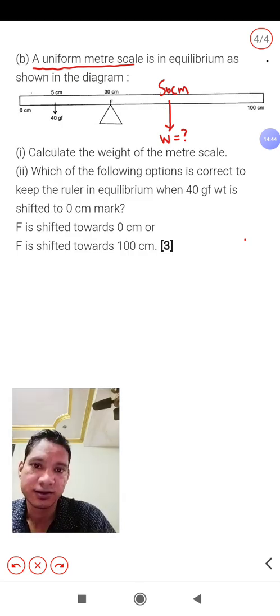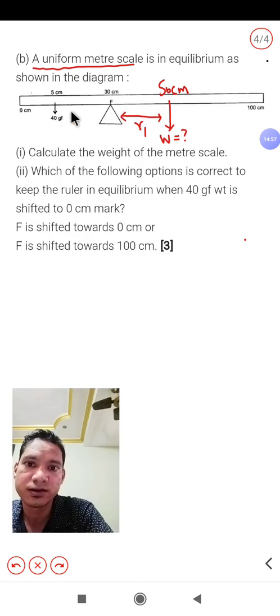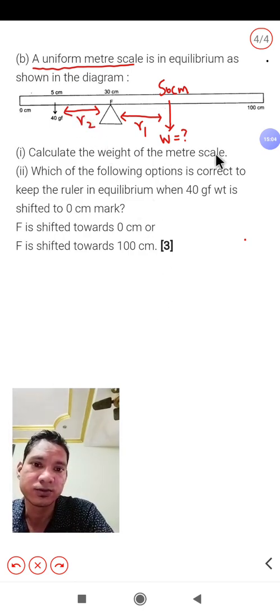Here the fulcrum is at 30 centimeter. It means it is in balance condition. So we need to calculate the weight of the rod. Let me call this distance R1, and this distance R2. Now calculate the weight of the meter scale.